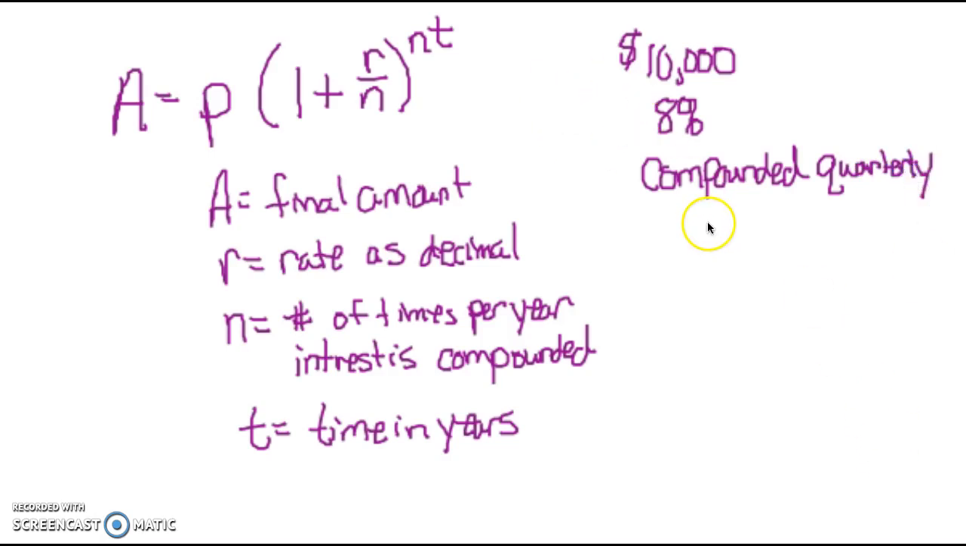Now, for Miss Leach's class, we talked about compounded quarterly. If we compound quarterly, that's 4 times a year. This is how many times we have compounded our interest. We could compound monthly. There are 12 months per year, so that N would turn into a 12. If we say compounded daily, there are 365 in a year, so 365 would be my N.